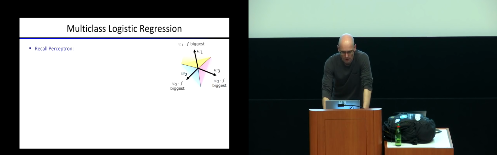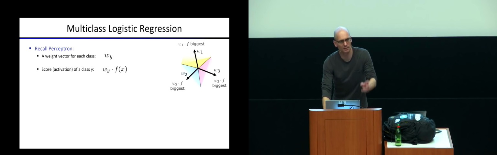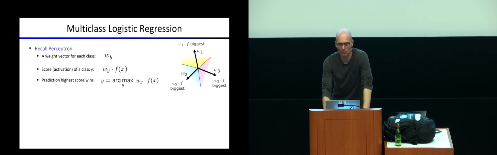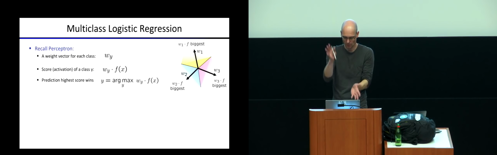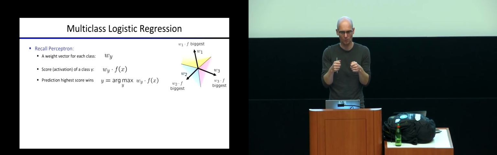Well, Perceptron had a weight vector for each class. We would score it by w_y, the weight vector for class y, inner producted with f(x), the feature vector that we're considering now. We see which one has the highest score, and that's the one we decide for. Now again, if the data is not separable, meaning you can't nicely compartmentalize in this plane according to three directions, then updates to the perceptron weights will keep going and going and going and never stop.